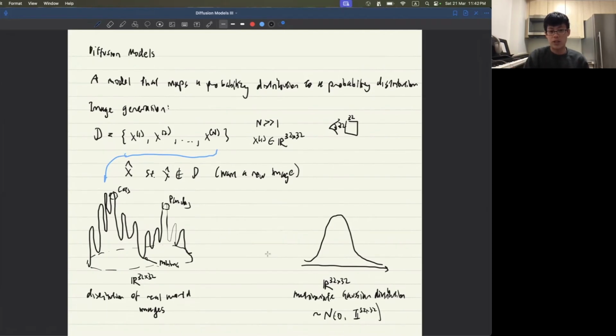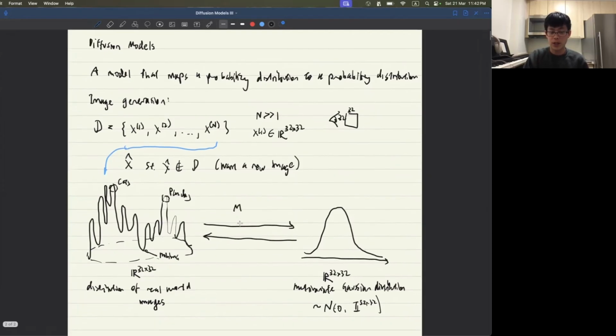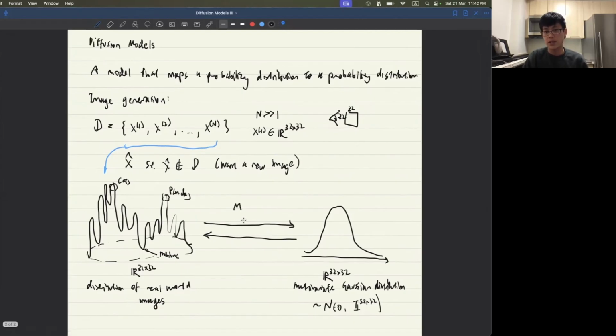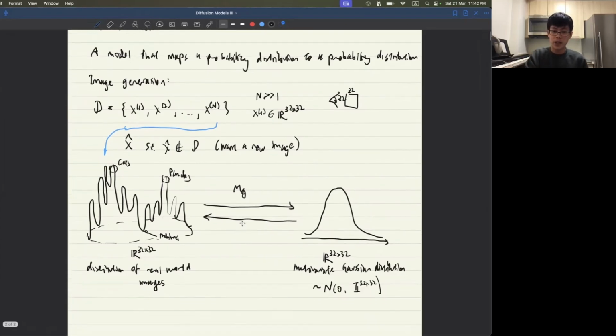And a diffusion model is really the transformation between these two distributions. So a diffusion model allows us to transform from one distribution to another, and therefore it maps a probability distribution to a probability distribution. So I will write M as the model and I'll write theta because later we'll notice that it's a parametrized model. So it is going to be a deep neural network model and it's going to have some weights, and the weights are the parameters of the model.